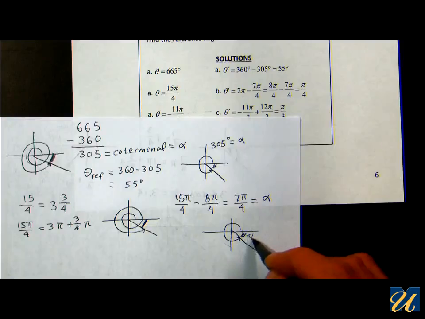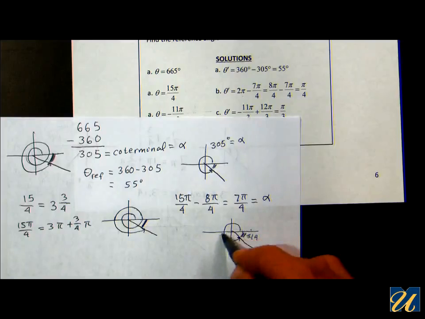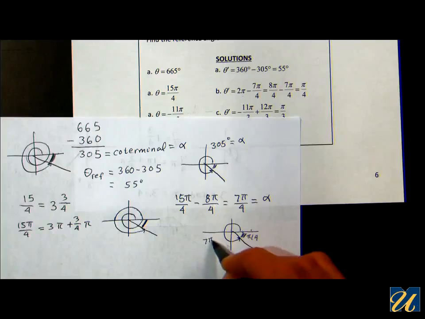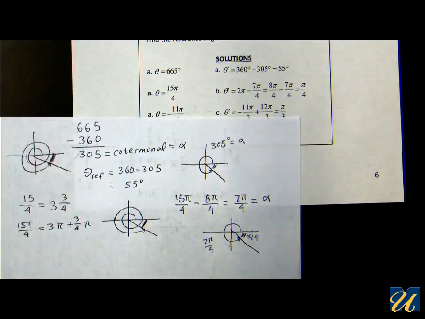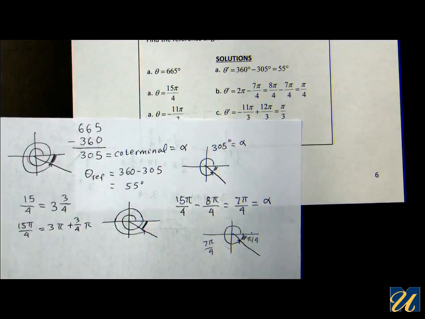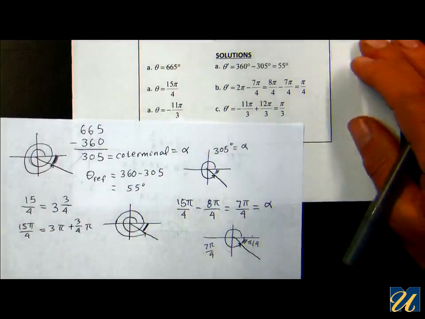So this amount here is pi over 4, and this amount here is 7 pi over 4. Once again, notice 7 pi over 4 plus pi over 4 is 8 pi over 4. That's a full rotation. So you can always add up to think about the reference angle rather than subtract.